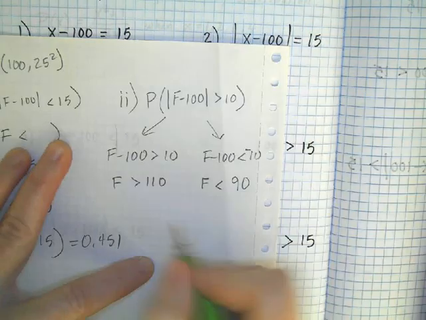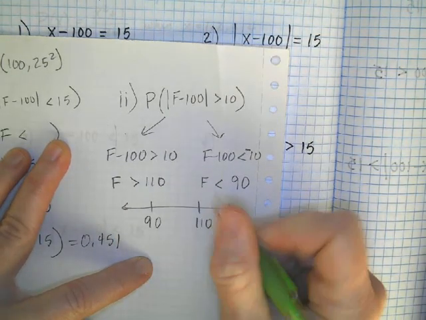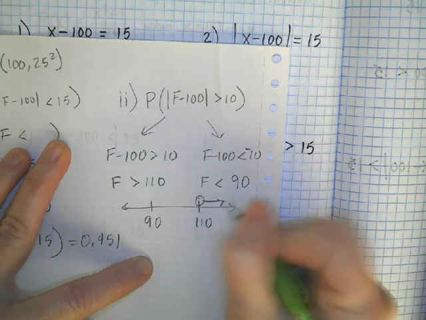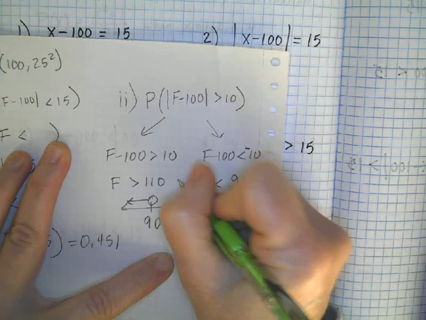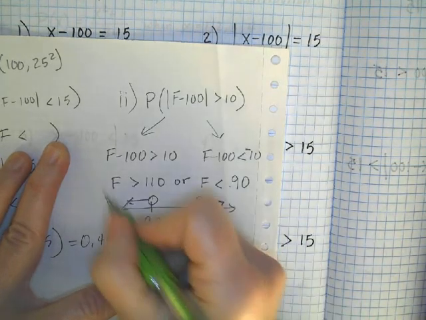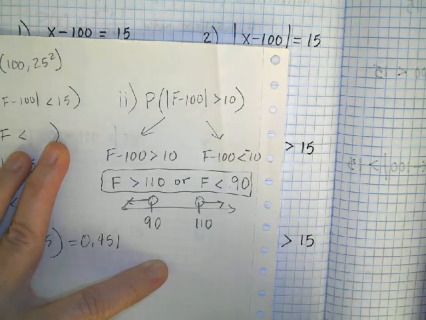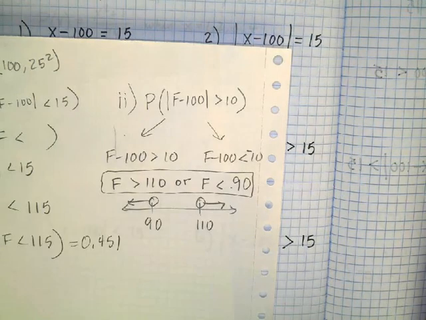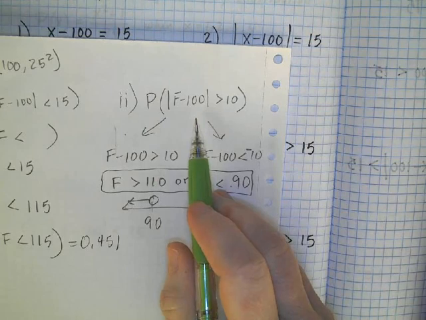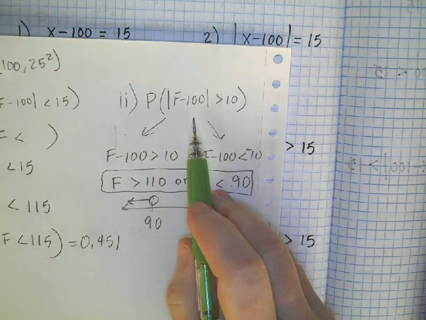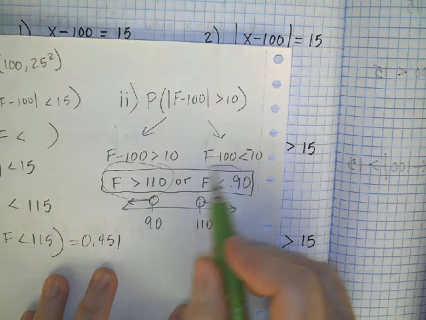Now, if I graph that, look what happens. Here's 90, here's 110. I want to be greater than 110, and I want to be less than 90. Well, I can't be both things at the same time. That means this is an OR problem. So F is going to be greater than 110, or F is going to be less than 90. So there are actually two things that satisfy this absolute value inequality. There are two solutions. They both satisfy it. And so we're going to take the answers from this one and add them to the answers for this one.